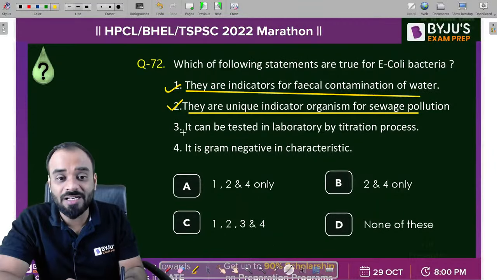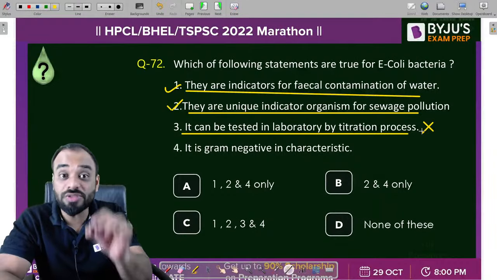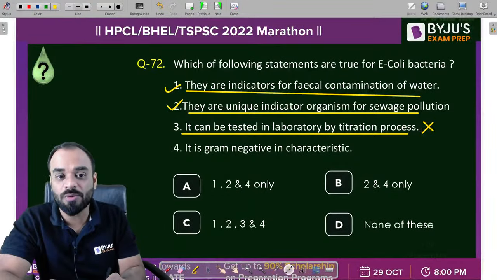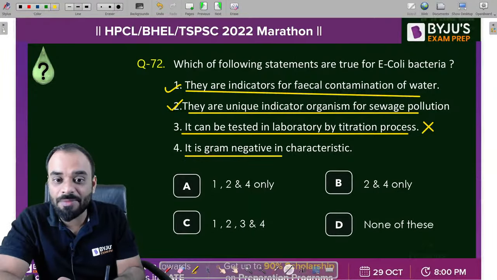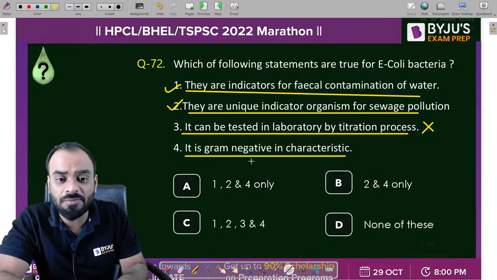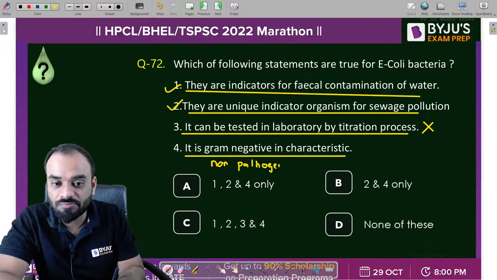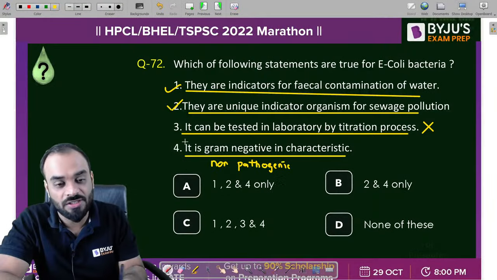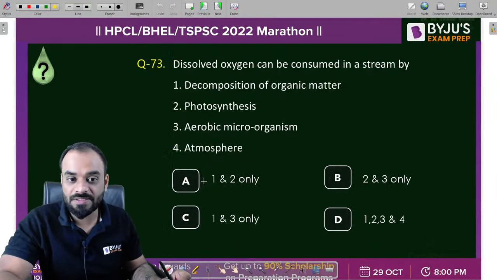It can be tested in the laboratory by titration process. No guys, we need to use the MPN process, right? Most probable number. So that's why this statement is wrong. It is gram negative in characteristic. Gram negative means they are non-pathogenic in nature. And this is also true. So 1, 2 and 4 are correct. That means A is the correct answer.